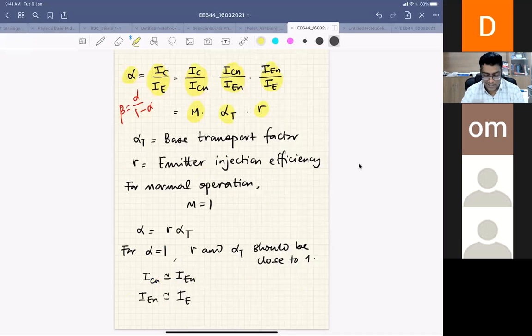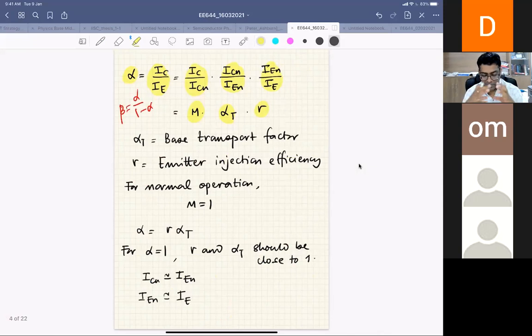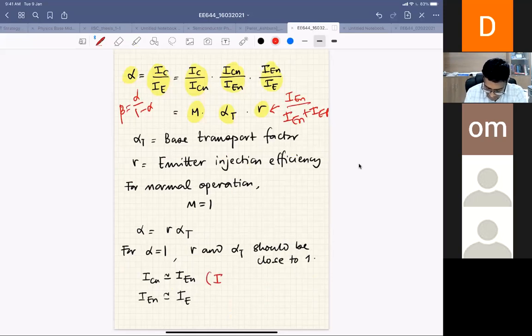Gamma: IE has two components, IEN and IP, right? And this is my emitter injection efficiency, which is nothing but IEN divided by IEN plus IP, right? So if you want your alpha to be equal to 1, then your base transport factor and your gamma should also be very close to 1. That means your ICN should be equal to IEN, that is, your recombination current IBR equal to 0.